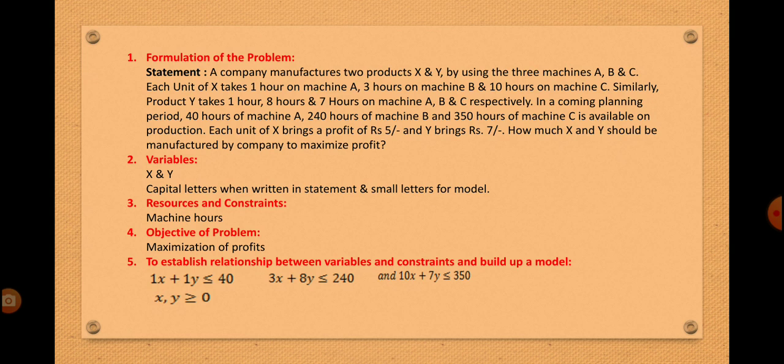That is, 1 unit of product X consumes 1 hour of machine A, 3 hours of machine B and 10 hours of machine C. Similarly, 1 unit of Y consumes 1 hour of machine A, 8 hours of machine B and 7 hours of machine C. These machine hours are our available resources, and they are limited in nature and hence they are the constraints given in the statement.